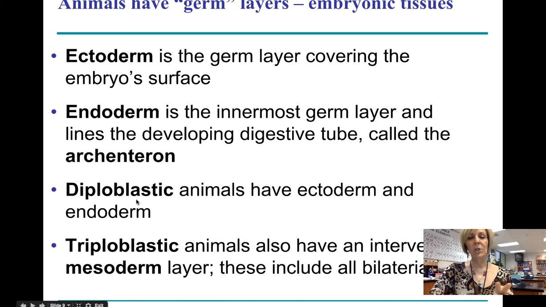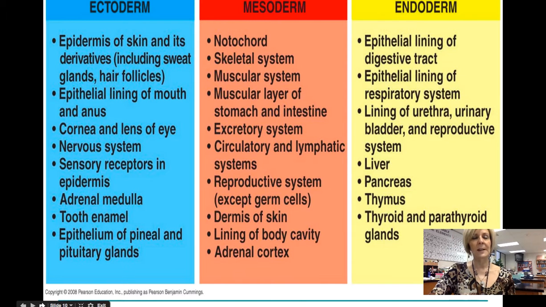Diploblastic, diplo means 2. Diploblastic animals are more primitive, and they only have 2 tissues. They have ectoderm and endoderm after gastrulation. But triploblastic animals, which we are a part of, are more advanced animals that have a mesoderm layer in between the endoderm and the ectoderm. And this includes all bilaterans. So these are animals that have bilateral symmetry. In other words, they have a head. And we'll talk about that in just a minute.